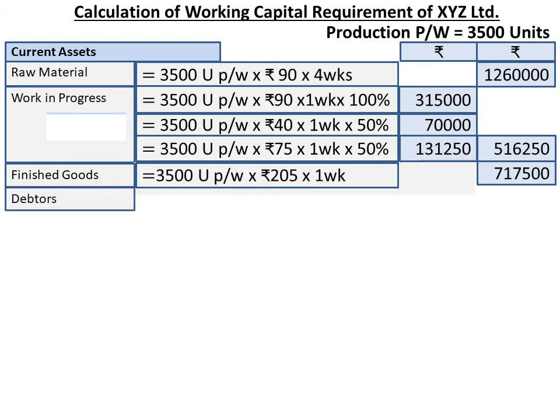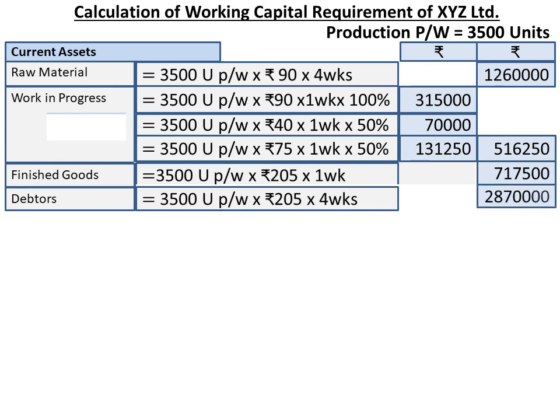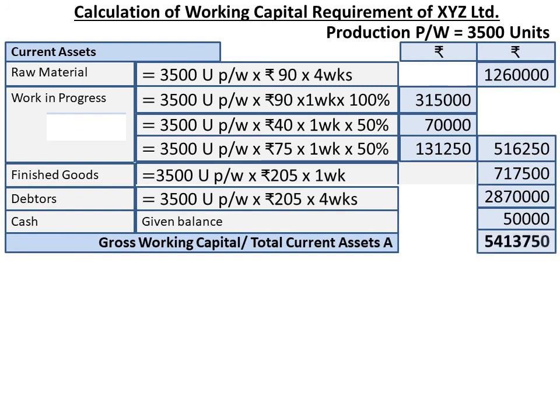Now next asset is debtors. Again debtors are valued at cost. Therefore cost is rupees 205 and collection period is 4 weeks. So value of debtors is equal to 3,500 units per week into rupees 205 into 4 weeks. This comes to rupees 28,70,000. Now add cash balance which is already given in the question, rupees 50,000, and take total of all the current assets. Here it is rupees 54,13,750.